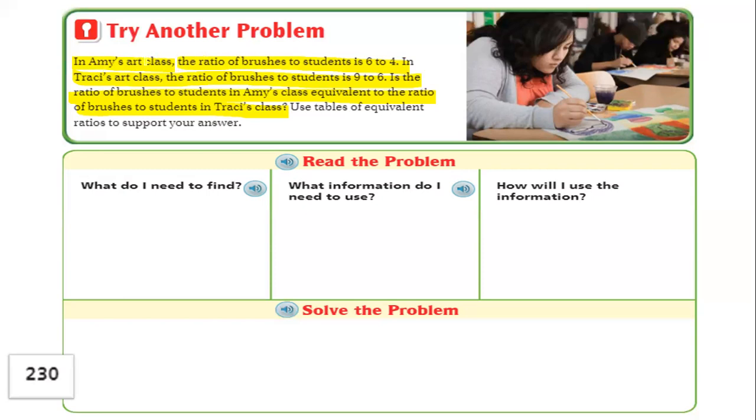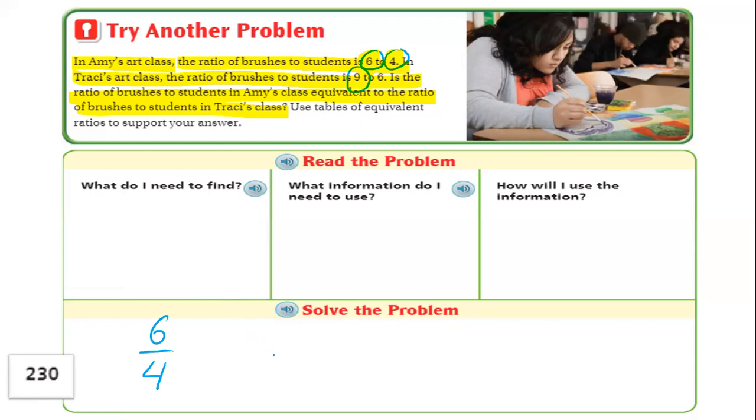Okay, when I ask you how many classes here and what are their names, you need to say Amy's class and Tracy's class. The ratio for Amy's class of brushes to students is 6:4. So 6 brushes for every 4 students. The first ratio is 6:4. And the second, yes? The answer is yes, it is equivalent. Tell me the answer when I ask.